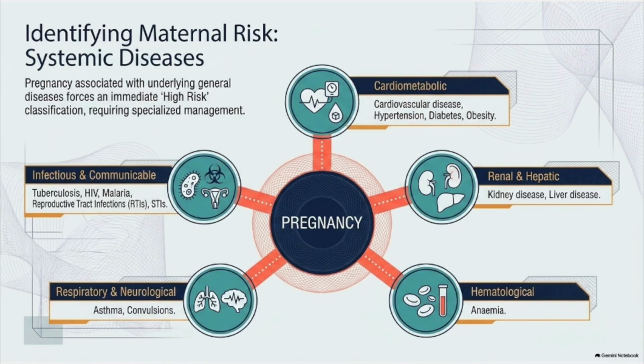Systemic diseases in pregnancy force an immediate high risk classification requiring specialized management. Cardiometabolic conditions include cardiovascular disease, hypertension, diabetes, and obesity. Infectious and communicable conditions include tuberculosis, HIV, malaria, reproductive tract infections, and sexually transmitted infections. Renal and hepatic conditions include kidney disease and liver disease. Respiratory and neurological conditions include asthma and convulsions, and hematological conditions include anemia.